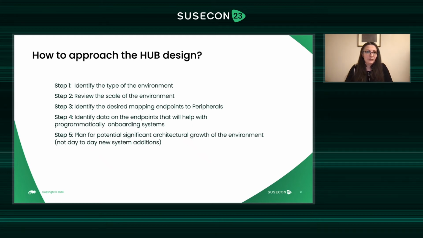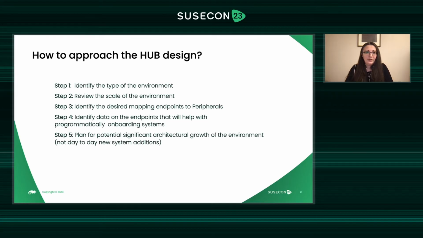Step two would be to review the scale of the environment, namely how many servers are we going to manage with this architecture. Step 3 would be to identify the desired mapping between the endpoints and the peripherals, and actually deciding how many peripherals we want.